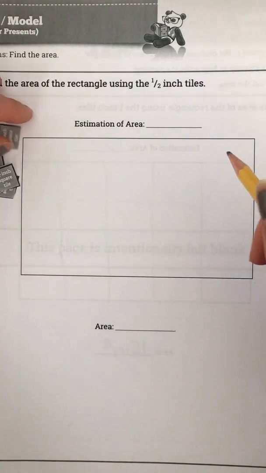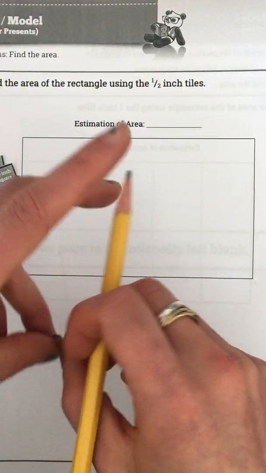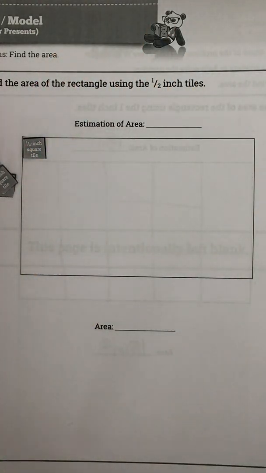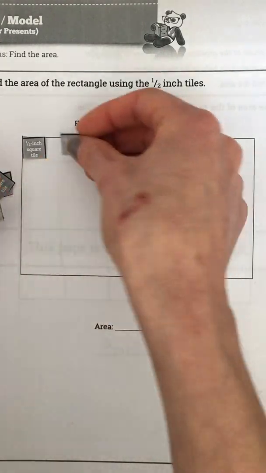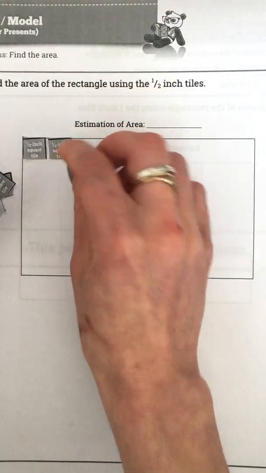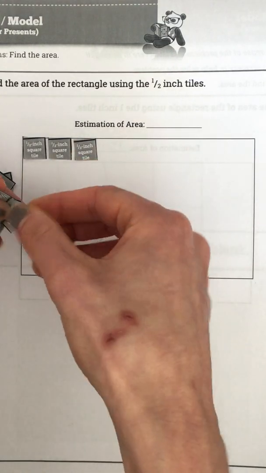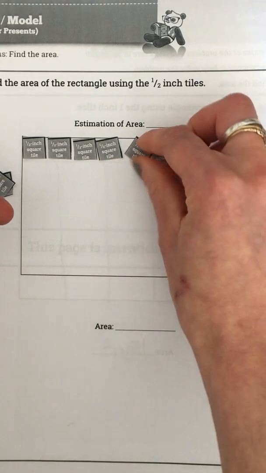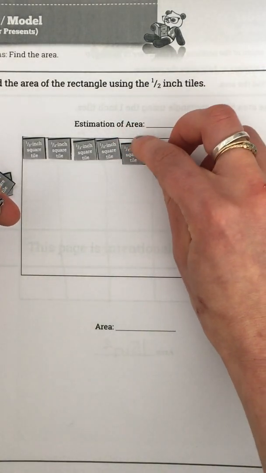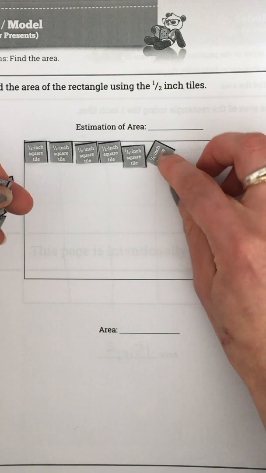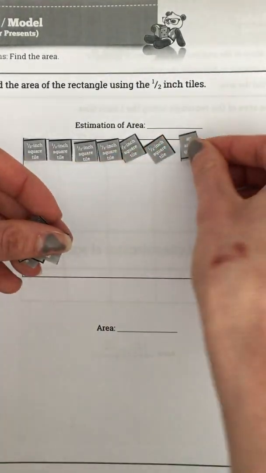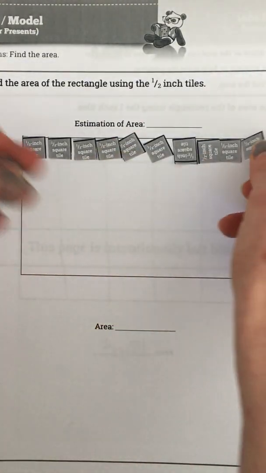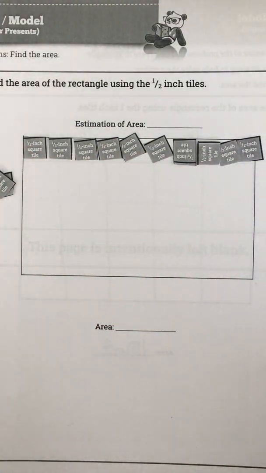So, I'm going to estimate. So, let's see here. I think I'm just going to do one row across for my estimation. 2, 3, 4, and you guys do this with me. 5, 6, 7, 8, 9, 10. Okay, there's 10 across, and about how many do you think are down?